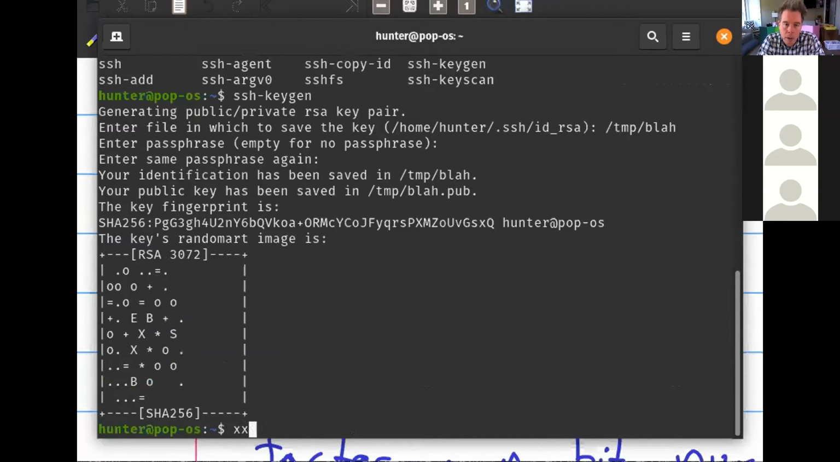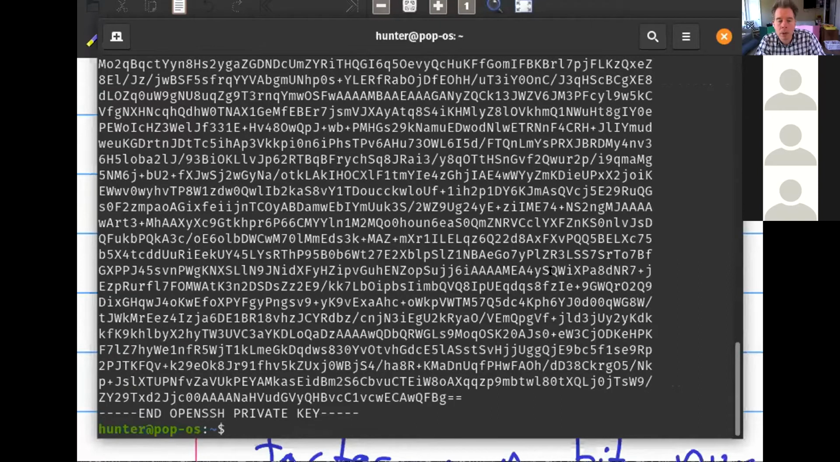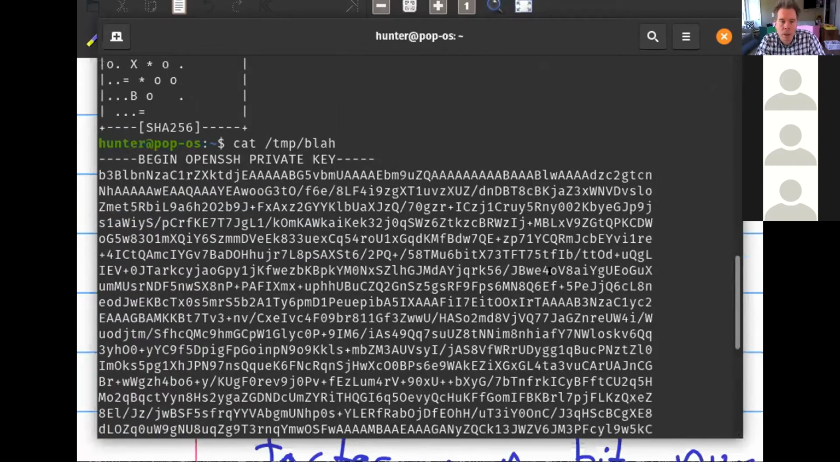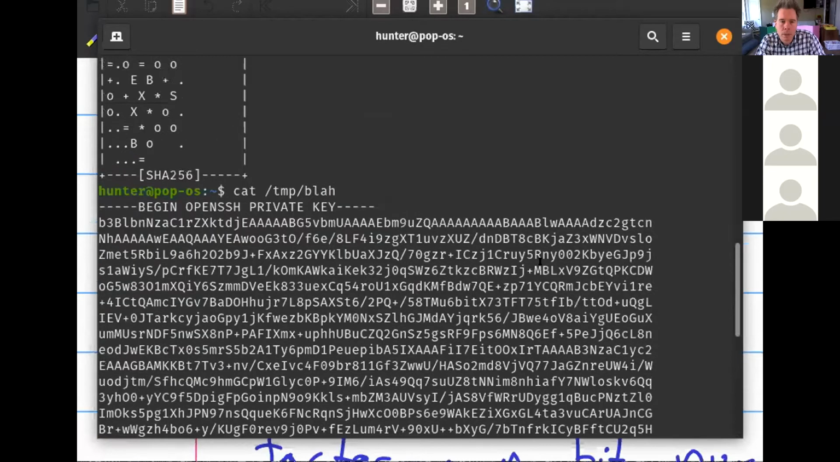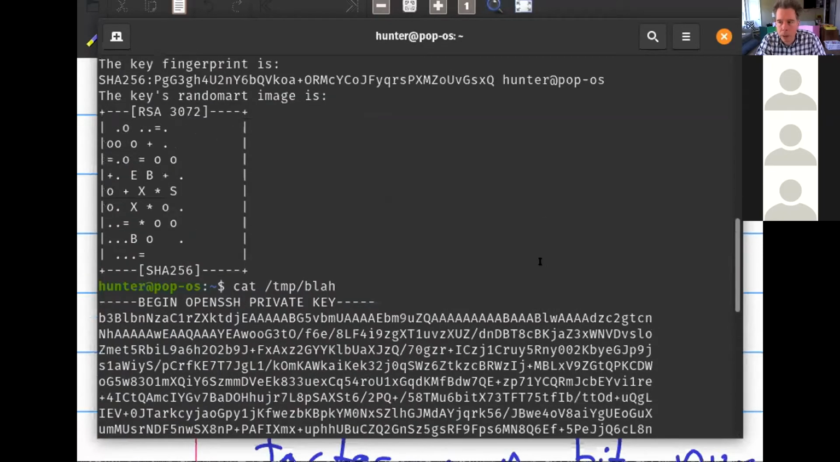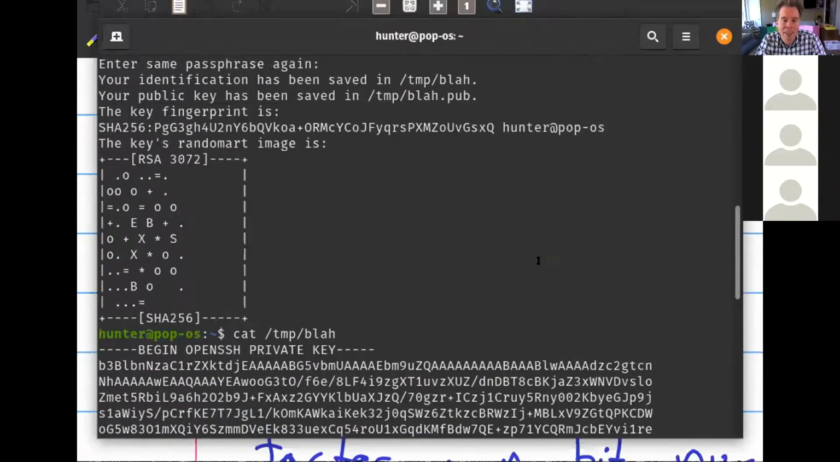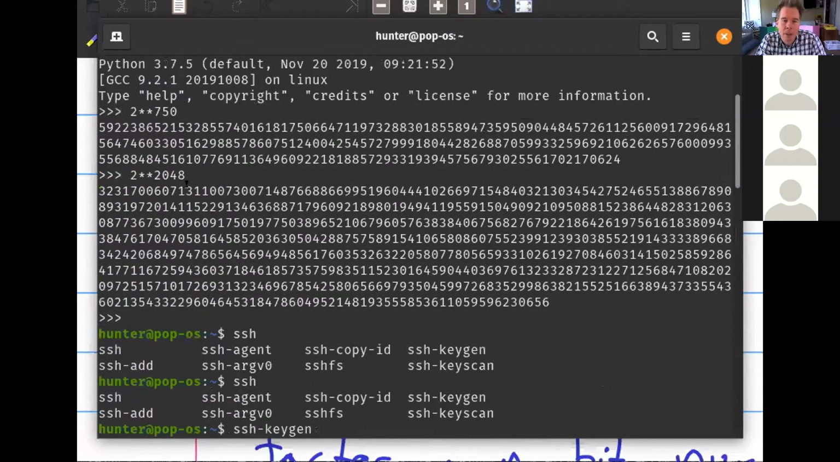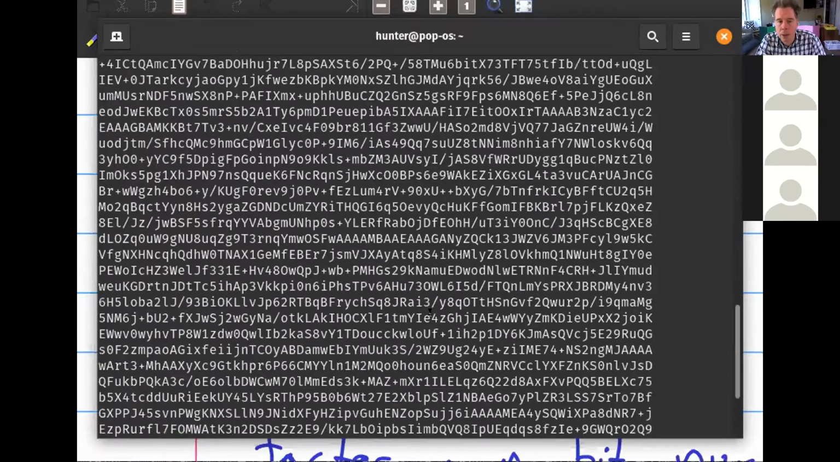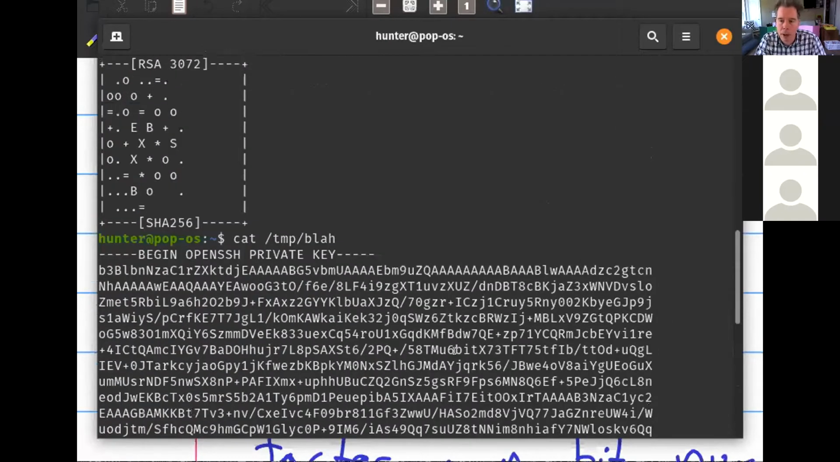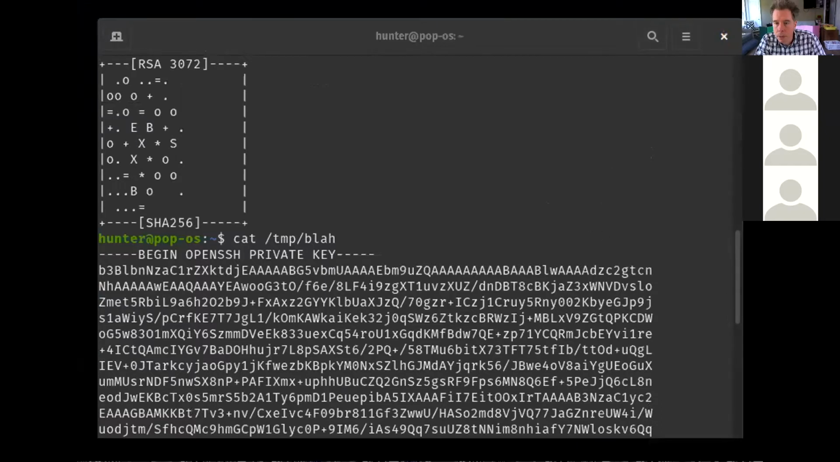Okay, so now if I do cat temp blah, this is encoded in something called, I think it's just encoded in base 64. It might also be encrypted with the empty passphrase that I gave it. But just from how long it is, it's one factor that's about as big as this, and then another factor which is about the same size, and that's sort of the content of this file. You can see the length is about right. It merges those two things.